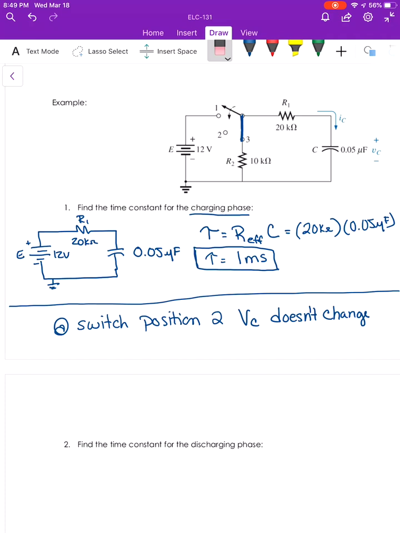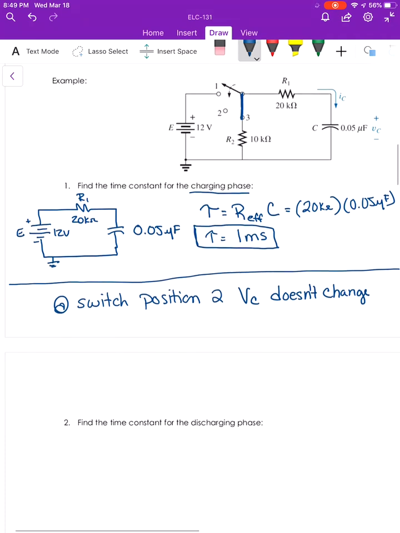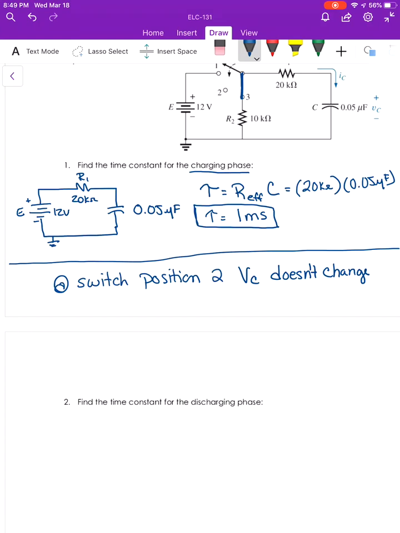Okay, so first of all, let's redraw the circuit with switch position 3. I'm going to leave off E because at this point the voltage source really does not impact the circuit at all. So we're going to leave that off. We've got 20K and 10K here, R1, R2.